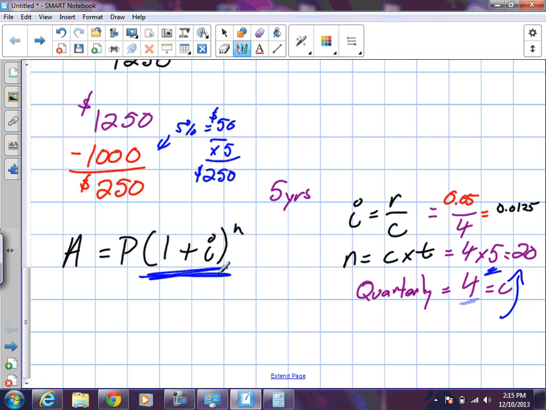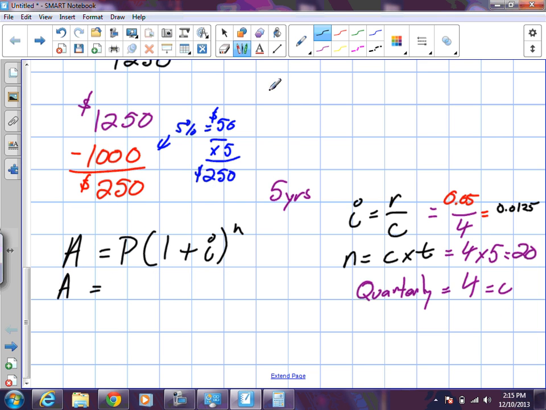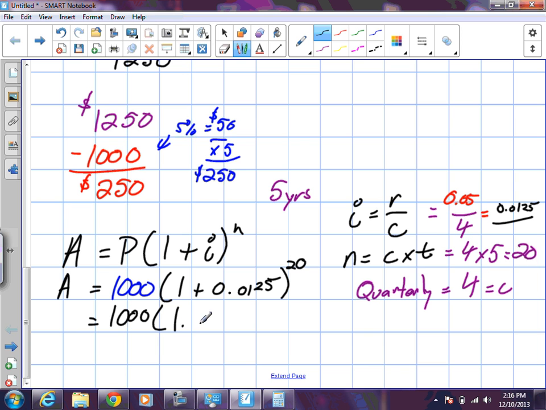So now, once we've created them, we just have to strictly plug them into the formula. We originally invested $1,000. 1 plus 0.0125. Remember, that was our I. We figured it out here. And to the power of 20. So according to BEDMAS, we deal with our brackets first. 1.0125. And now I'm going to take this and put it to the power of 20 and then multiply by 1,000. So let's bring up our calculator.